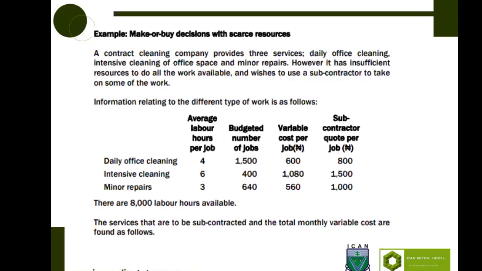Now, looking at our question here, the subcontractor gave us a quotation and said he can do daily office cleaning for 800 naira, intensive cleaning for 1.5, and minor repairs for 1,000 naira. If the company is to do this by itself, it means that they should be able to make a profit that will be more than 800 for intensive cleaning and 1,000 naira for minor repairs. Let's see the solution on how we will go about this.